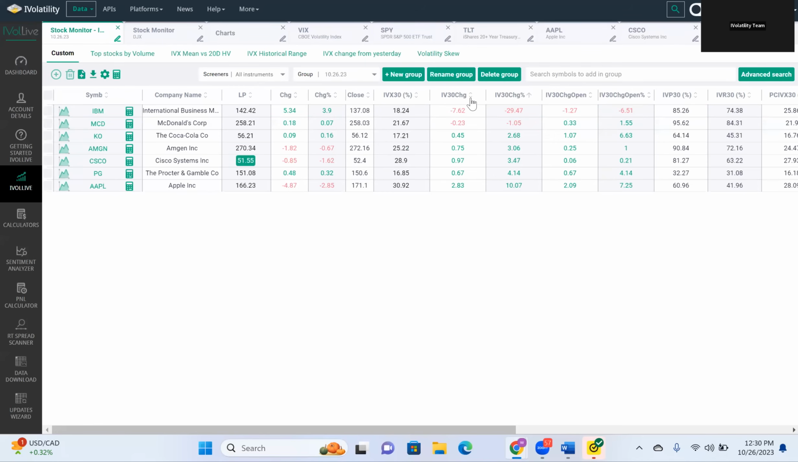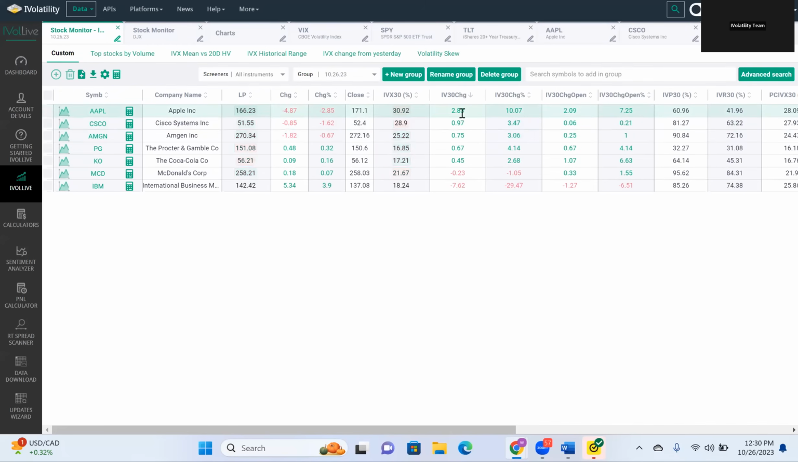Here's our change day over day. As we know, IBM has been decreasing, but we can easily flip that and see where Apple has been increasing. Then we have our IVX30 change percentage. Again, where the action is, these two kind of go hand in hand. This is the change since open. Here's our change since open percentage. So that's absolute terms, and this is in percentage terms.